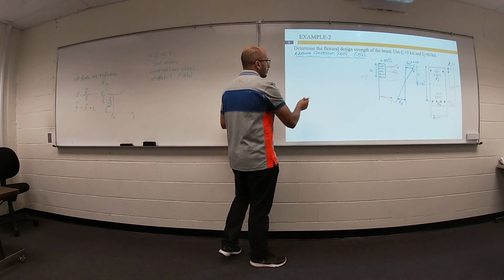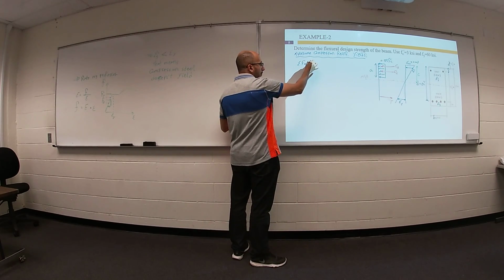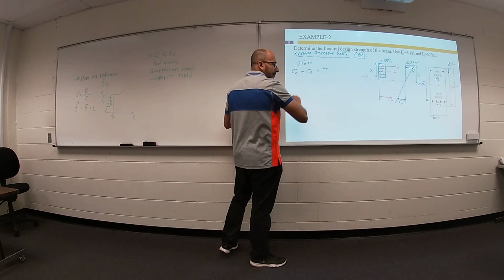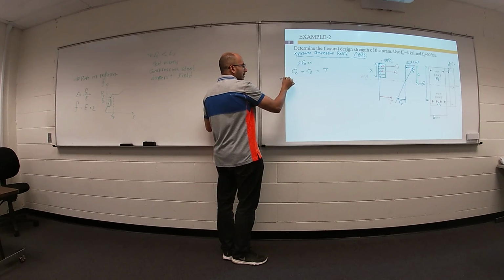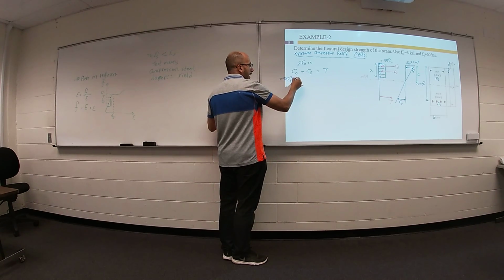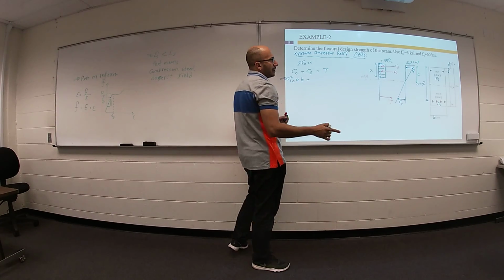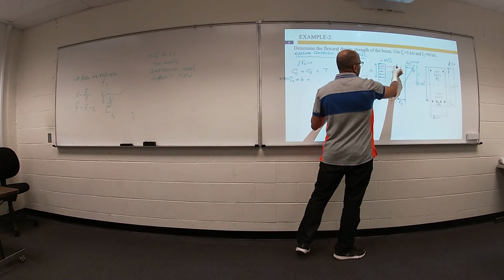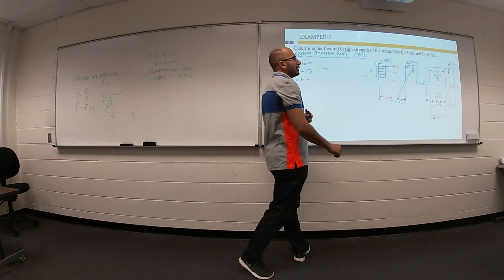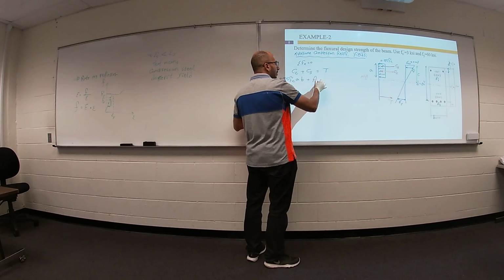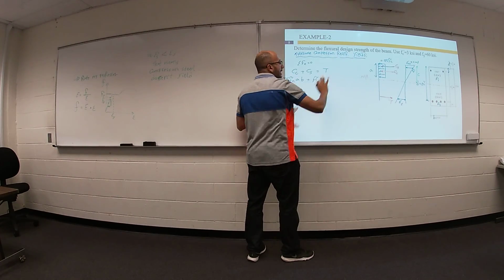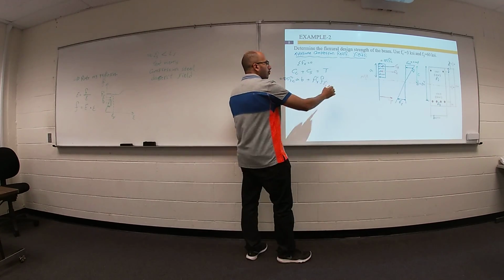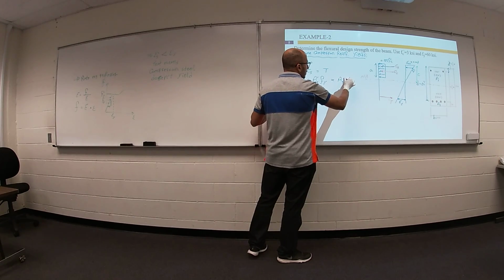For equilibrium, summation of Fx equals 0: CC plus CS equals T. CC equals 0.85 f'c a b, plus CS. What is the value of compressive force in compression steel? Area of steel prime times f yield. Why f yield? Because I assumed your steel reinforcement yields. Equals T, area of steel times f yield.